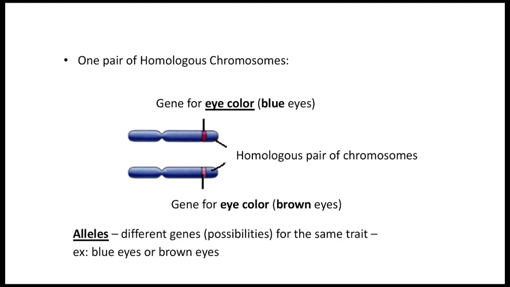So alleles then are different possibilities of the same trait, i.e. a gene for eye color could be brown eyes or blue eyes. So it's still an eye color gene, but the allele or the trait is different. We have a gene for eye color, but the alleles for it would be either blue eyes or brown eyes, which means different variations of the same trait.